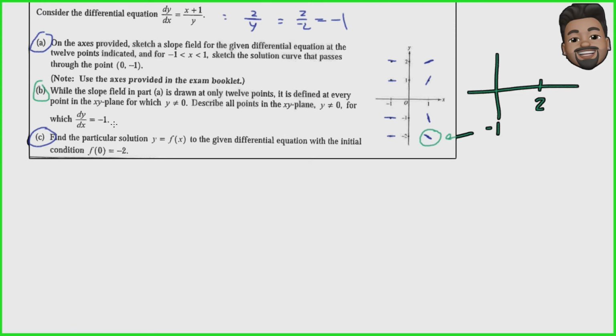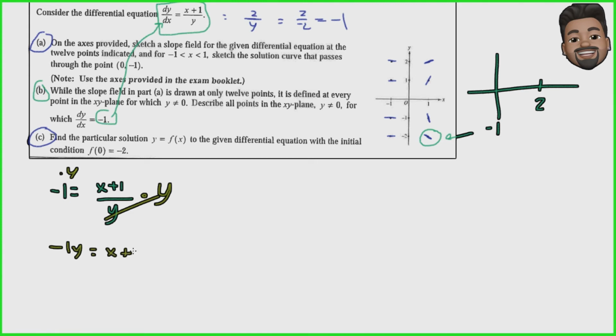So what we need to do is really this. They gave us a derivative right here. All we need to do is take the -1 and replace it for the derivative. So really what we get is -1 is equal to (x plus 1) divided by y. We're going to solve for y because it's asking us to determine all the points in the xy plane for which the derivative slope is -1. Usually we want to get an equation. So I'm going to multiply y to both sides. I get -1 times y is equal to x plus 1. Now I'm going to divide by -1 on both sides. I'll just divide both of them individually, and I get y is equal to -x minus 1.